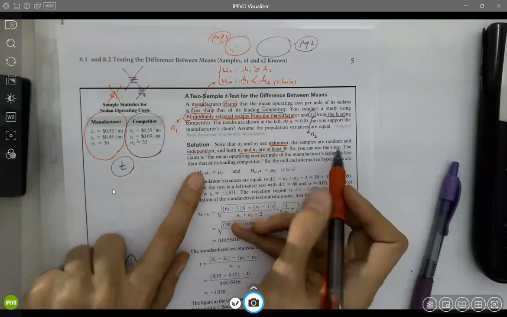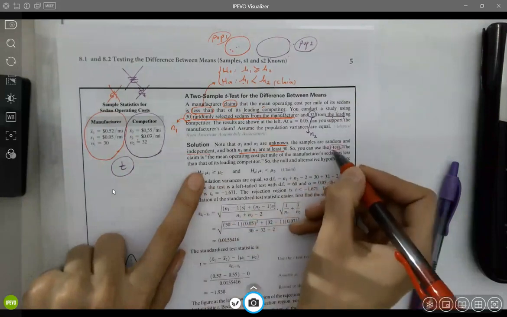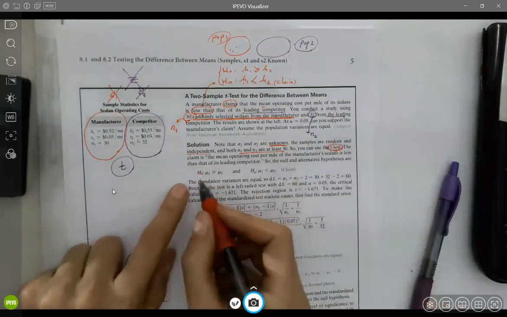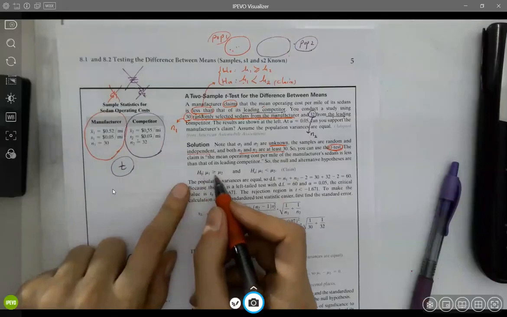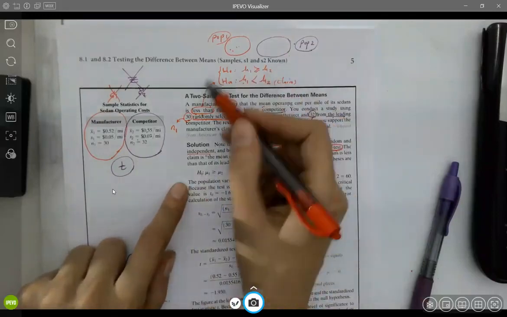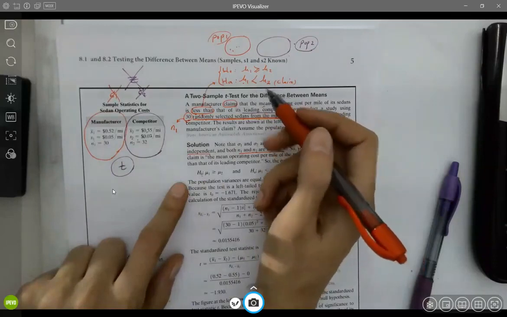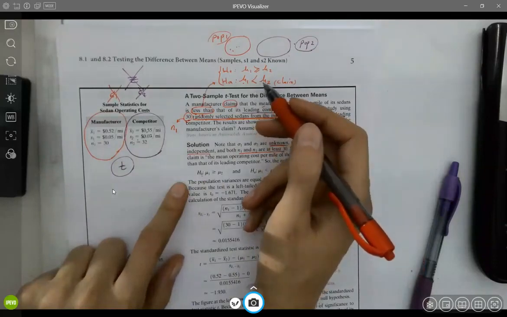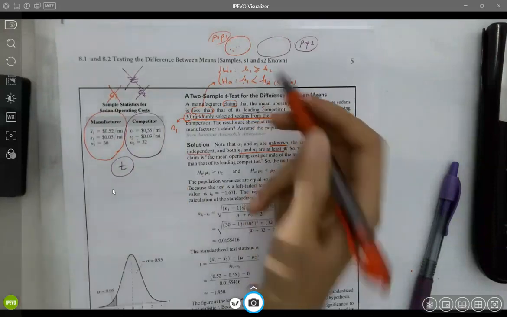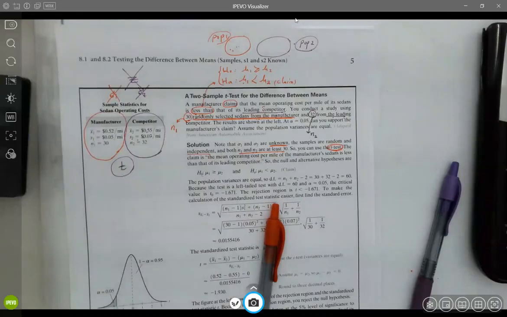So now we have to use the t-test. But before using the t-test, we need to construct our null and alternative hypotheses, which we already did. Well, okay. So which formula are we going to use? Take a look at the board.